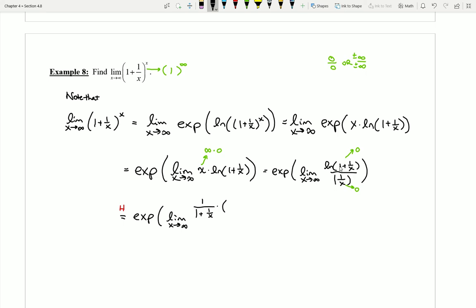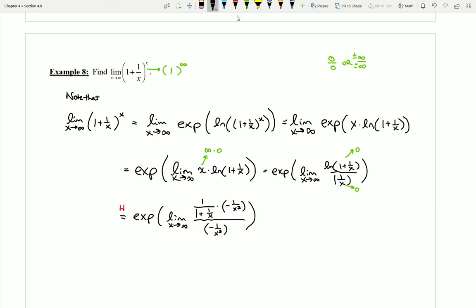So the derivative of 1 is 0, and the derivative of 1 over x is going to be negative 1 over x squared. So this is what's just in the top of my fraction. Remember, that's the derivative of my natural log and then the chain rule. So the derivative of the denominator is much simpler. It's just negative 1 over x squared.